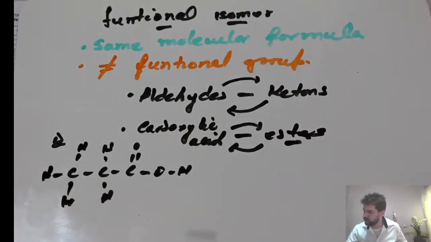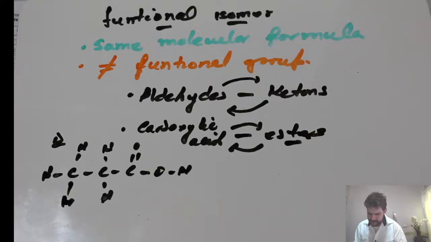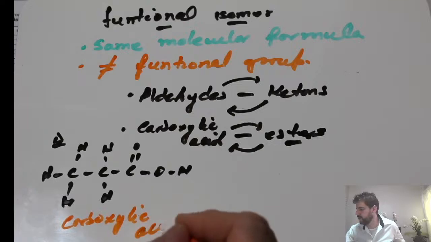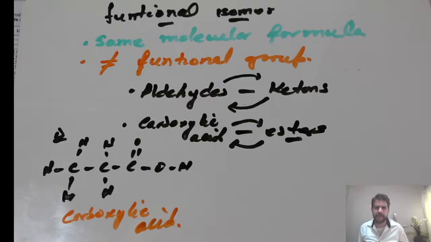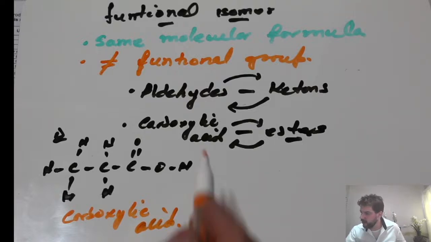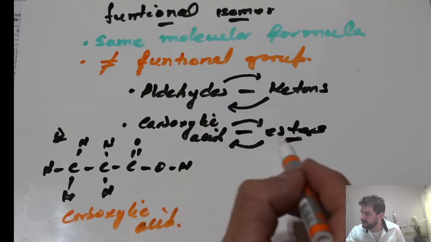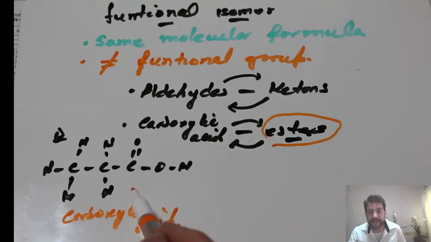This is compound D. This one is a carboxylic acid. Let's write it down here, down below. Carboxylic acid. There we go. That is a carboxylic acid. What do we say? If we have a carboxylic acid, we need to get an ester. So all we have to do is convert this one into an ester. How do we convert that one into an ester?